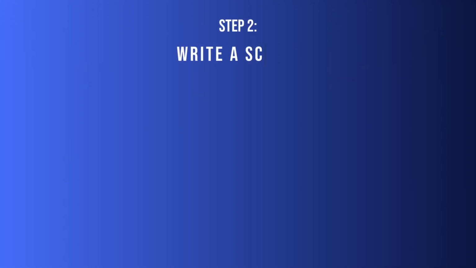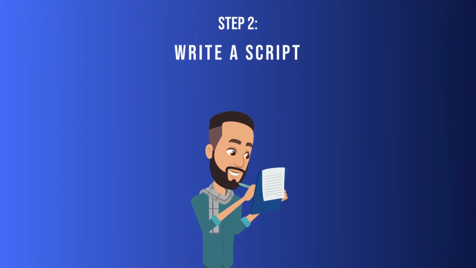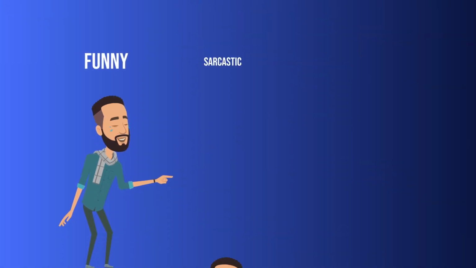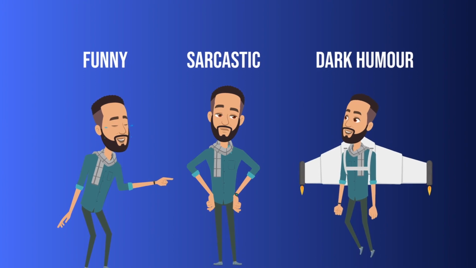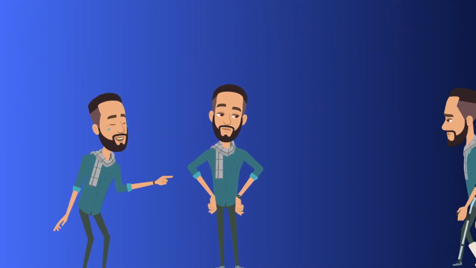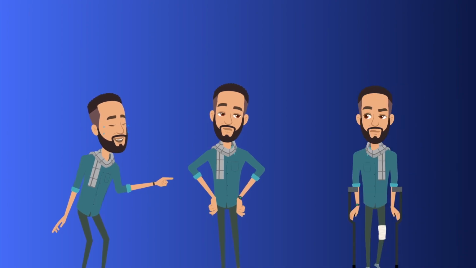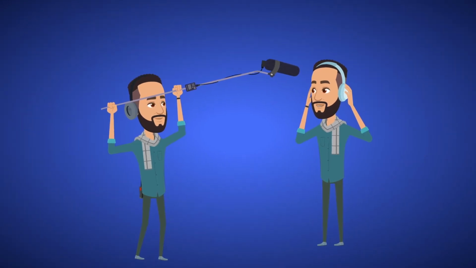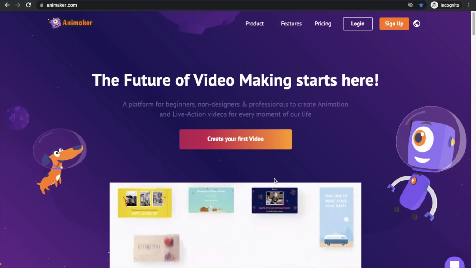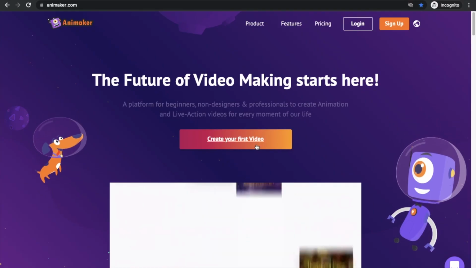The next step in creating a storytime video is to write a script. The feel of the script is totally up to your creativity. It can be funny, sarcastic, dark humored, etc. But try to be consistent with all your scripts so that in the long run your audience will know what to expect from your videos and your channel. Once the script is ready, record it into a voiceover. And when the audio is ready, we can start creating the visuals. Let's see how to create the visuals after the voiceover is ready.